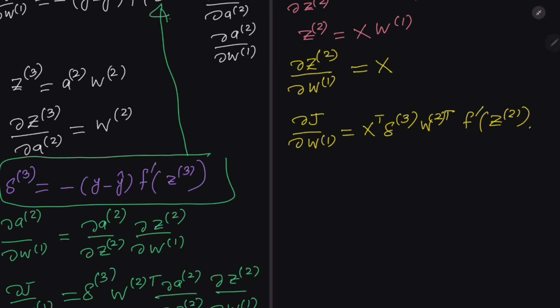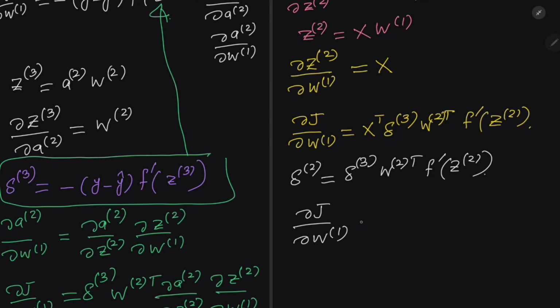Now again, if we define delta 2, for example, it is delta 3, W2 transpose, f dash z2. So finally we get partial J by partial W1, that will be equal to x transpose delta 2 over here. Okay, so we obtain all the derivatives, the derivative of J with respect to W1 and the derivative of J with respect to W2. The only thing left over here is to update the weights.